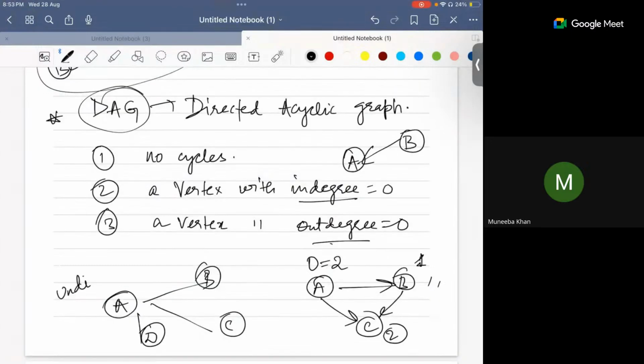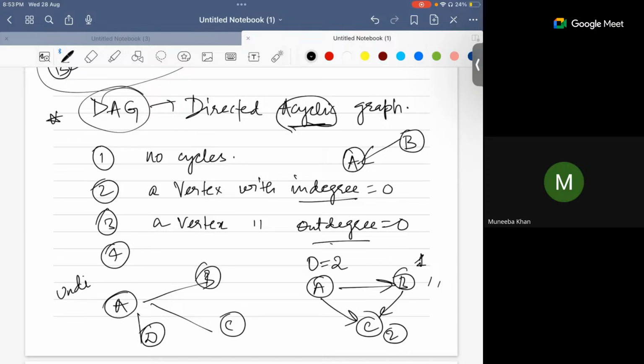What I was saying is, for any graph that has been given to you, and you have been asked to check whether it's a DAG or not, you have to check these four things that I told you. One is there should not be any cycle. If there is any cycle, you can directly say that it is not a DAG, because the name itself says that there should not be any cycle, it is a directed acyclic graph.